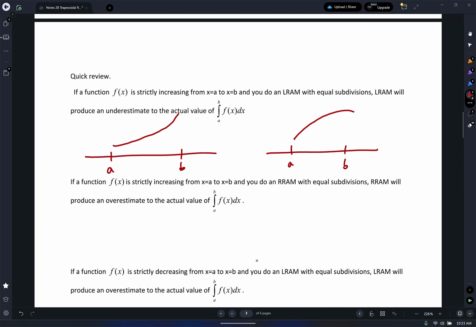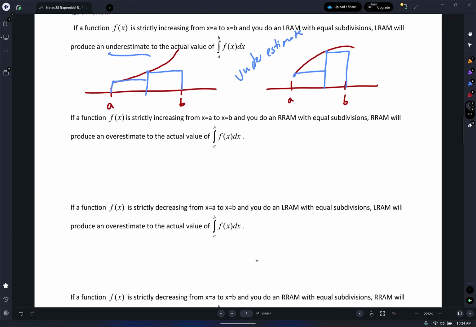LRAM with equal subdivisions. We'll just do 2 rectangles with LRAM. So here you go, I'm doing LRAM, and I'm going to split it down the middle. I'm just putting 2 rectangles. Notice that LRAM will give you a what? Underestimate. See? Underestimate from the real value. Cool or not cool?